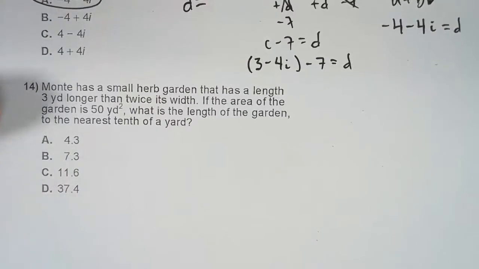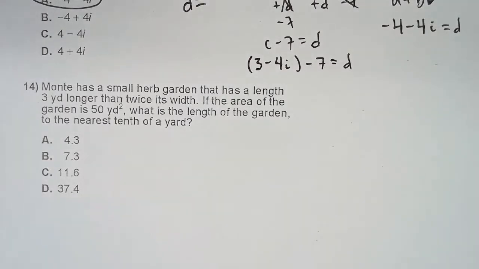Okay, 14. Monty has a small herb garden that has a length of 3 yards longer than twice its width. If the area of the garden is 50 yards squared, what is the length of the garden to the nearest tenth of a yard? So here's the thing that bothers me about this problem, and it might bother you.